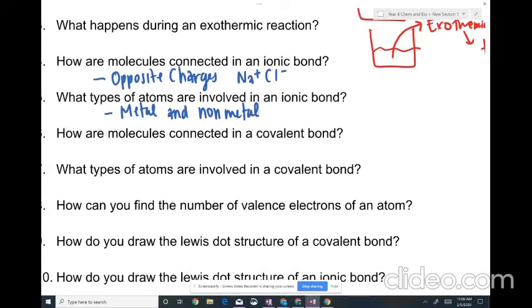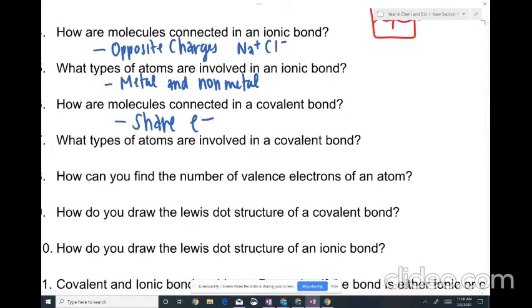In a covalent bond, we share electrons. And the types of atoms we're going to have here, in this case, are your nonmetals, the ones on the right-hand side of your periodic table.